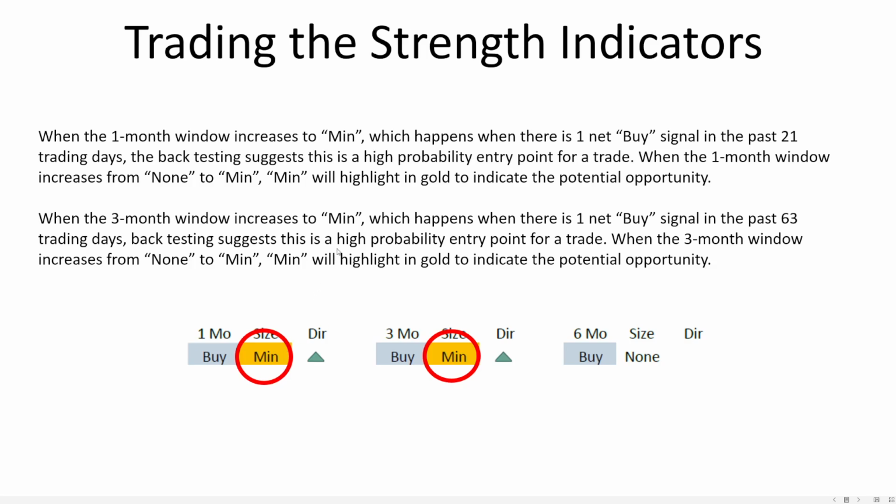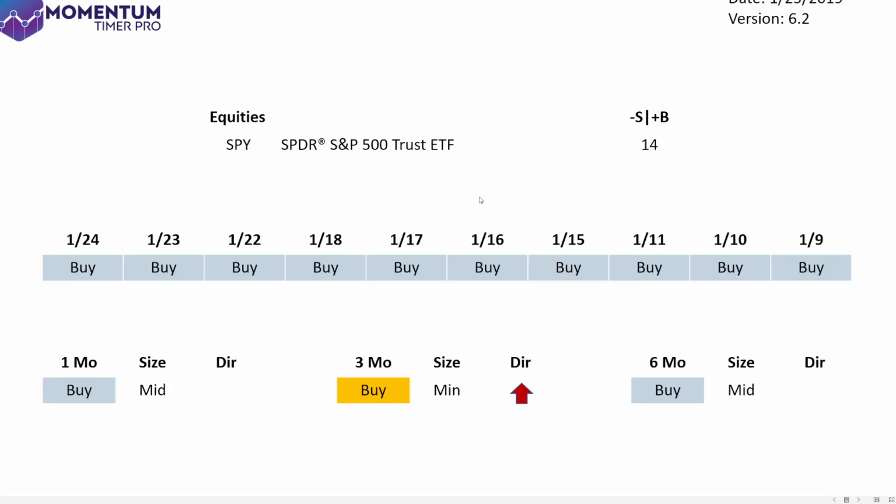When the 3 month window increases to min, which happens when there's one net buy signal in the past 63 trading days, backtesting suggests this is a high probability entry point for a trade. When the 3 month window increases from none to min, as it does here, min will highlight in gold to indicate the potential opportunity. Now we're largely going to be focused on the 3 month window. In my own review of using this tool, that's the strongest indicator, but we'll also have, I think, 1 or 2 examples on the 1 month to look at.